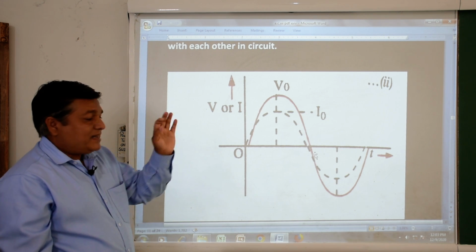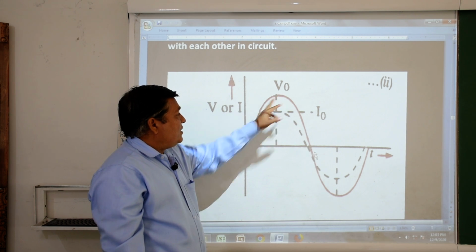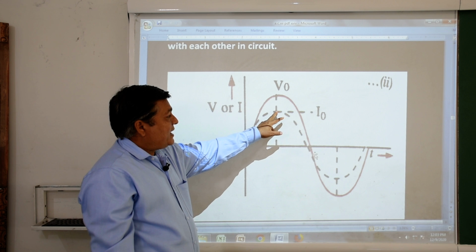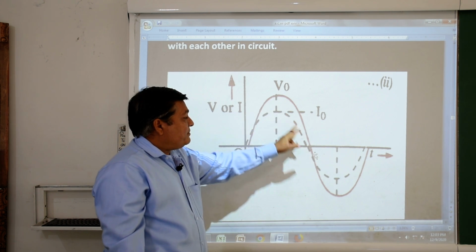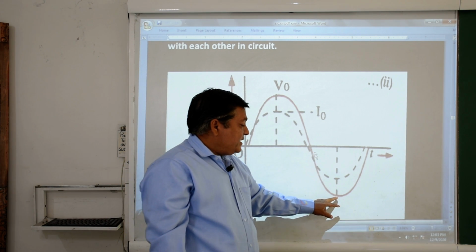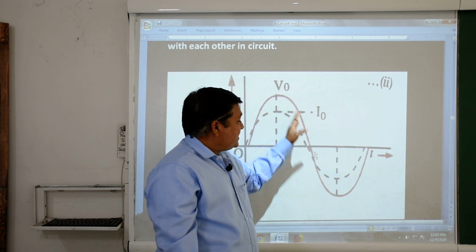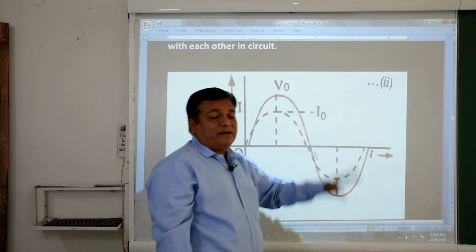When a resistor is attached to the AC source, we can see the peak value of voltage and the peak value of current I naught at the pi by 2 phase, at time T by 4. Both then become 0 here. Again at the 270 degree phase, at time 3T by 4, we see the peak value of voltage and the peak value of current. Again it reaches 0 at capital T time.